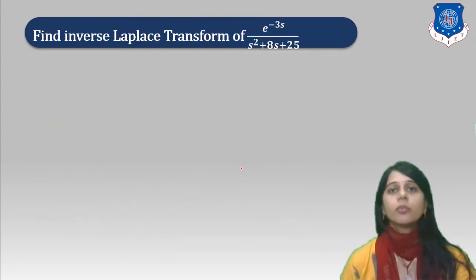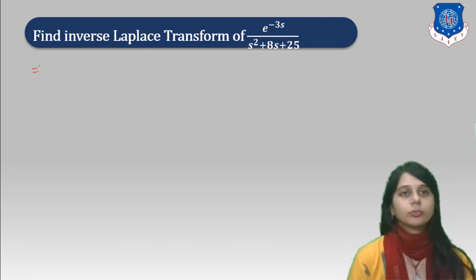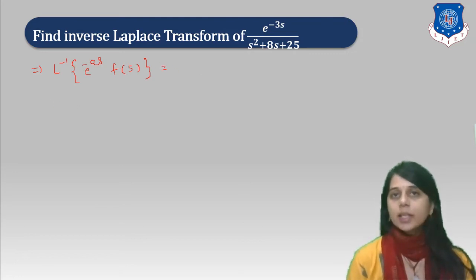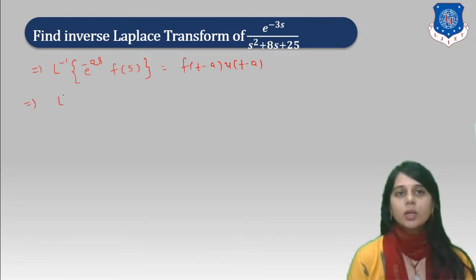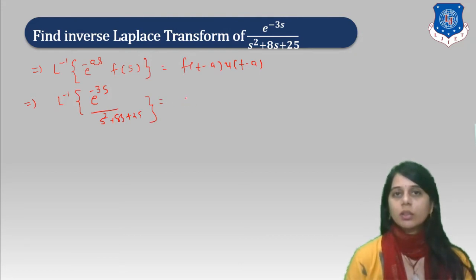Next, find the Laplace inverse of e raised to minus 3s upon s square plus 8s plus 25. Okay. Now it looks like e raised to minus as f of s. So first of all, this is the second shift theorem, and the answer is f of t minus a, u of t minus a. Now, comparing this formation e raised to minus 3s upon s square plus 8s plus 25, the answer is f of t minus 3, u of t minus 3.